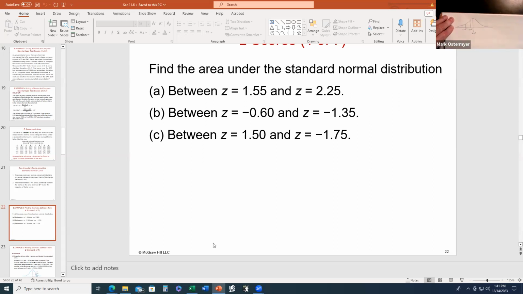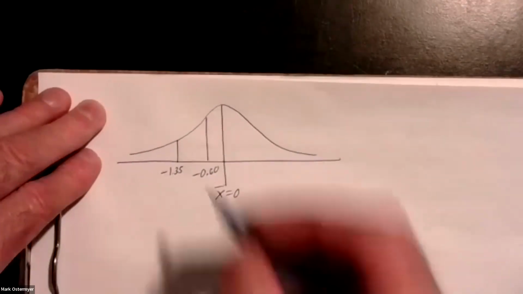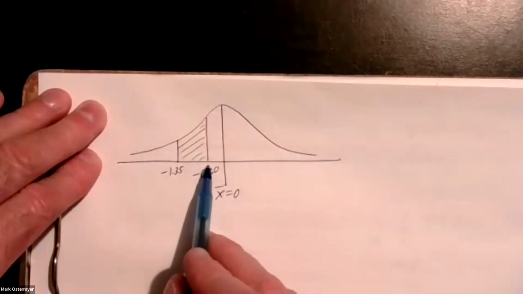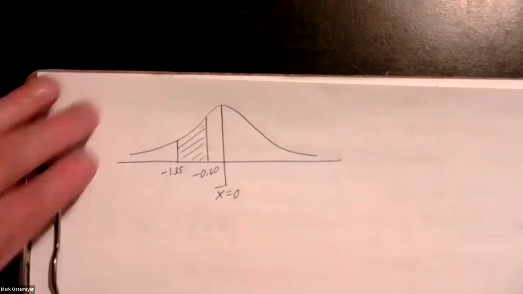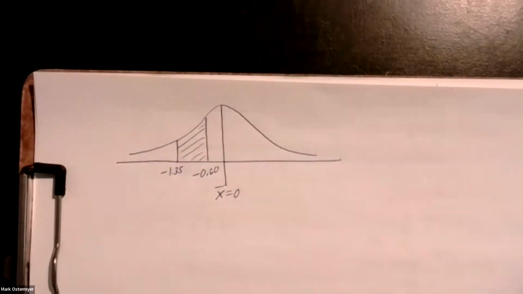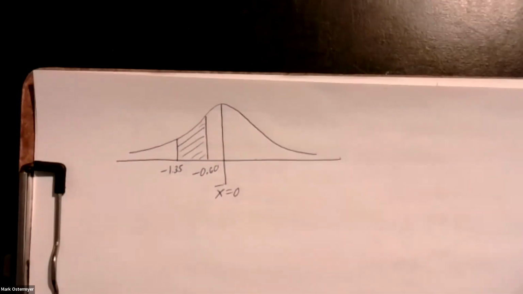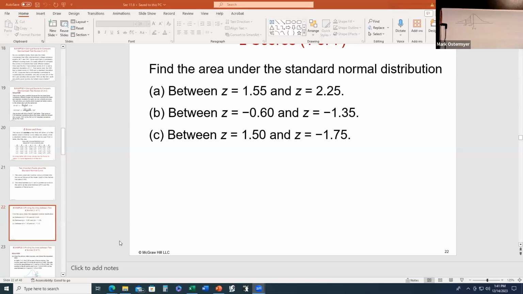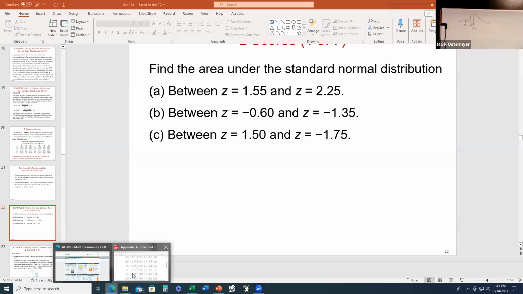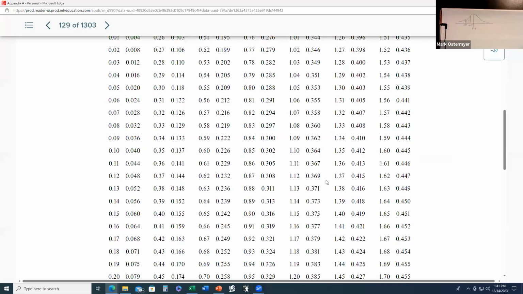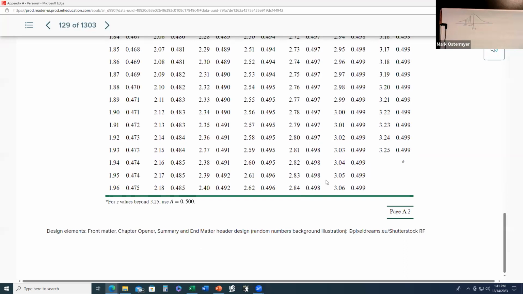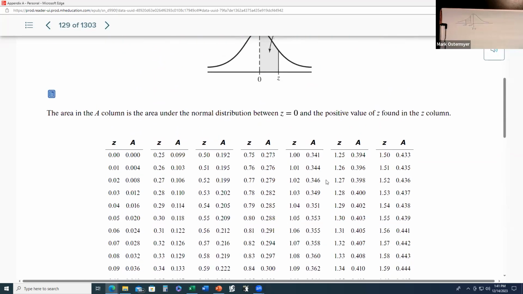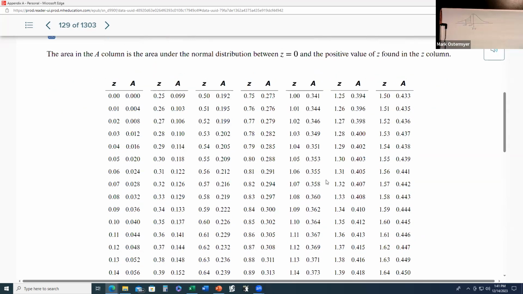And so here we go, ladies and gentlemen. B wants us to find this area underneath our standard normal distribution curve between -0.60 and -1.35. How are we going to use the table to find that area? Does our table even allow for negative z values? Oh, no. I don't see any negative z values. Do you? Does that mean we're screwed?